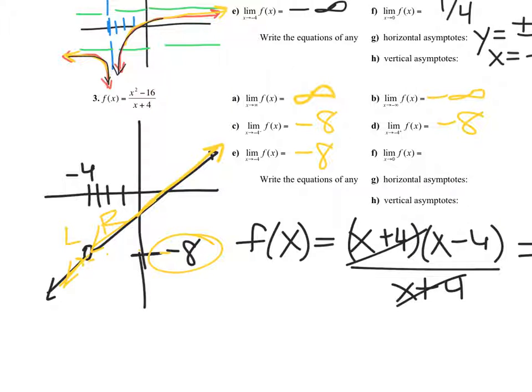And then what's the limit as x equals 0? You can plug 0 in to your calculator. You can plug it into your function. It's negative 16 over 4, which is negative 4. Okay, horizontal asymptotes, vertical asymptotes. Do you see any asymptotes on this graph? None. Okay, negative 4 is not an asymptote. It's a hole in the graph, very different.